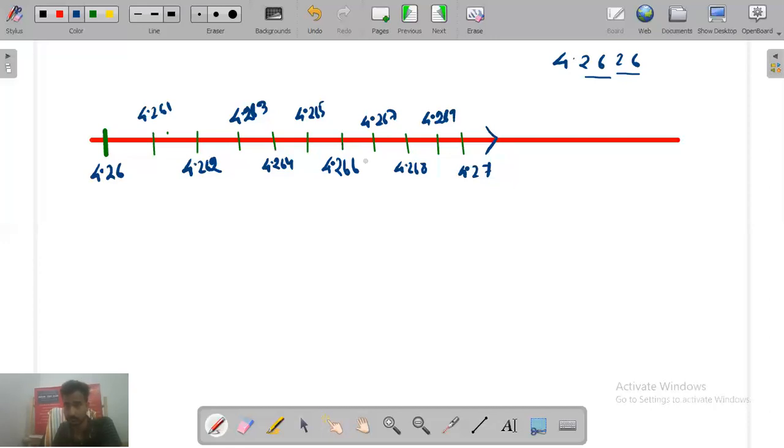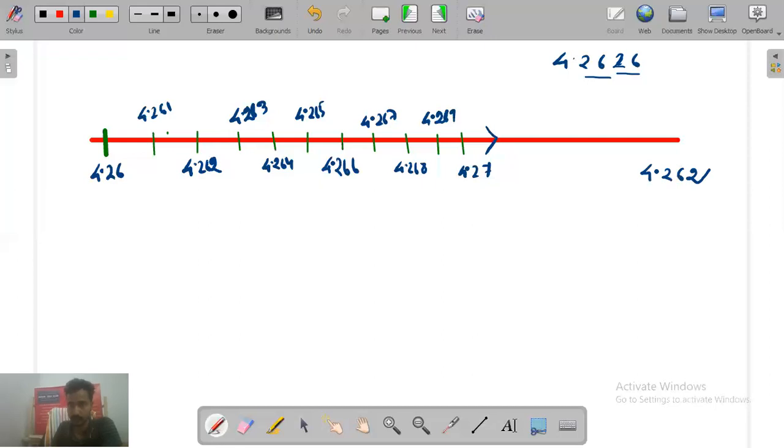Now see, it is 4.26. Next, if you see the next digit, it will be 4.262. So the number will lie between 4.262 and 4.263. Yes or no?